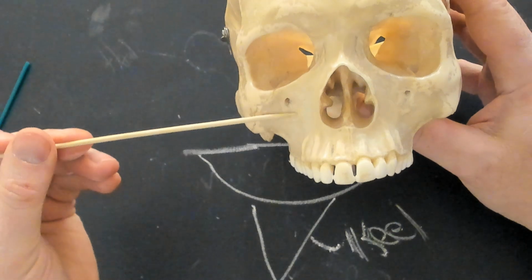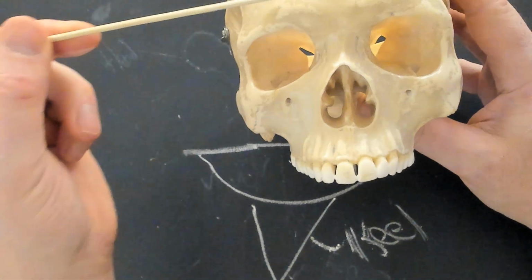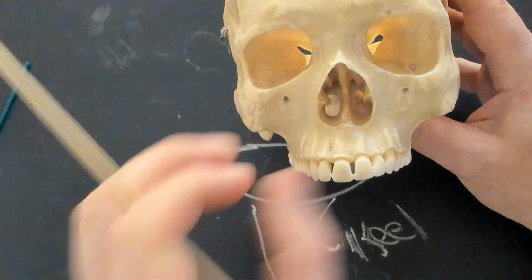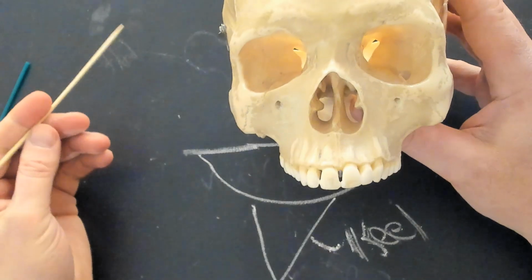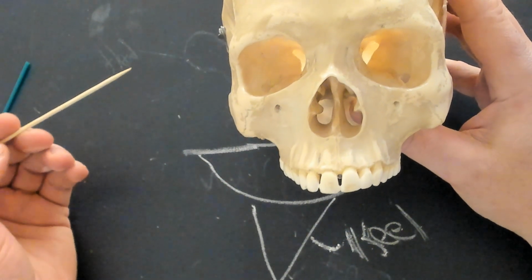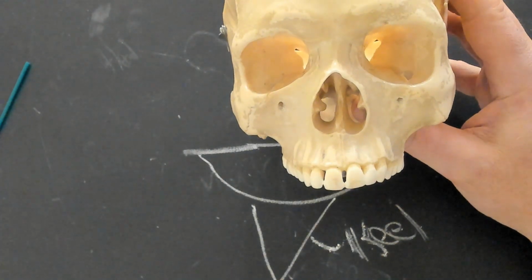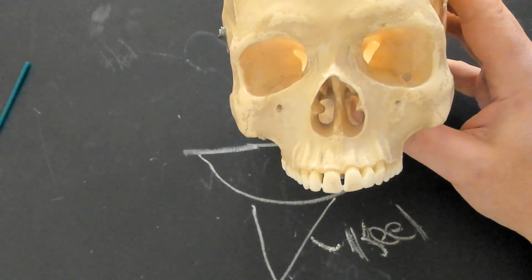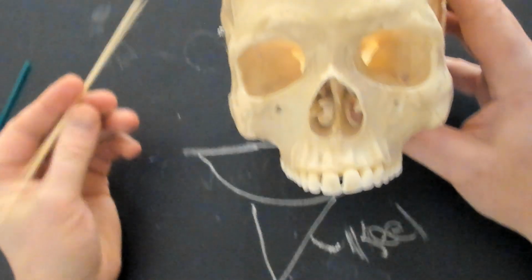So we have a sinus in the maxillary bone, we have a sinus in the ethmoid, we have a sinus in the frontal bone, and when I go really far back, I'm going to have a sinus in the sphenoid bone. Those are all hollow spaces within the bone that are going to help lighten the weight of the skull, and they help our voice resonate. And that's why your voice sounds different when you have congestion.